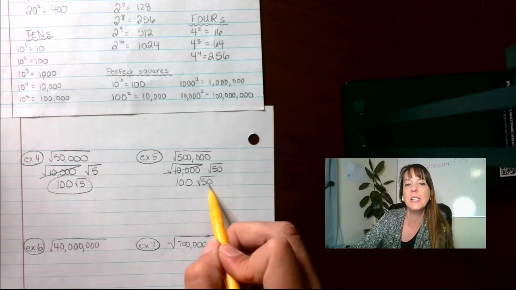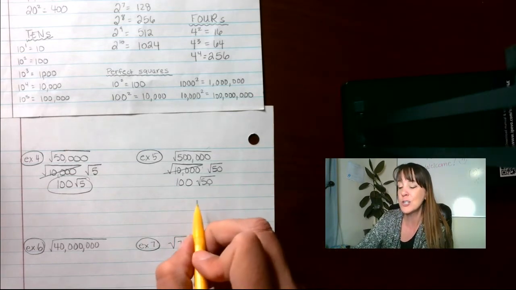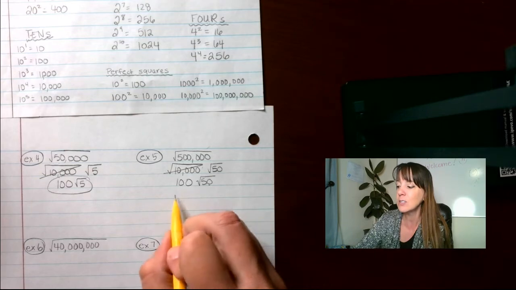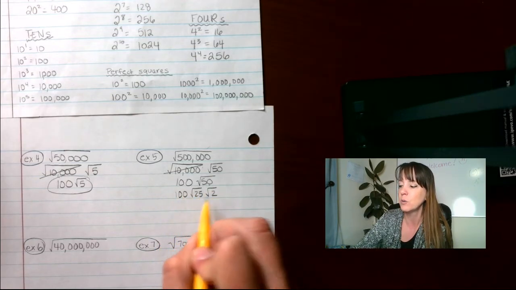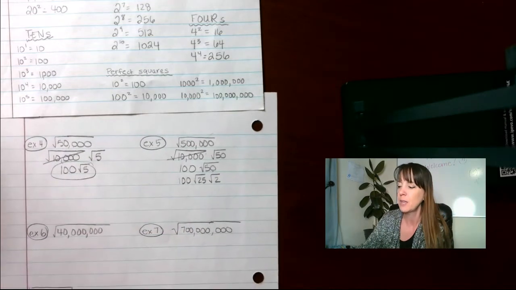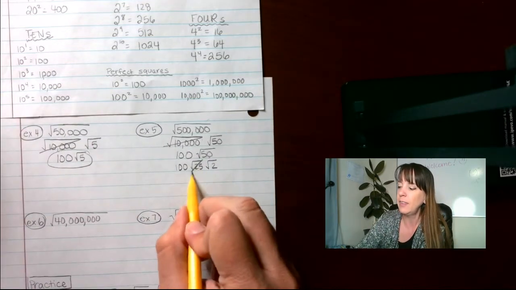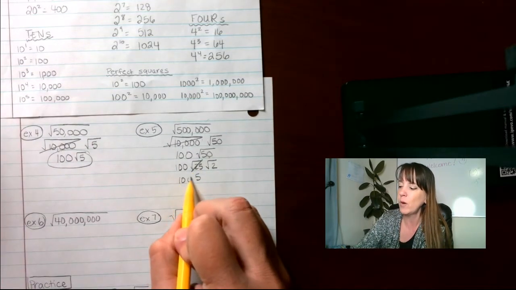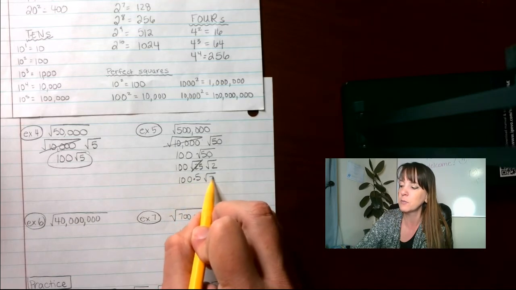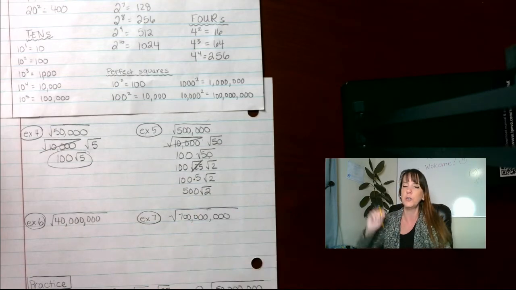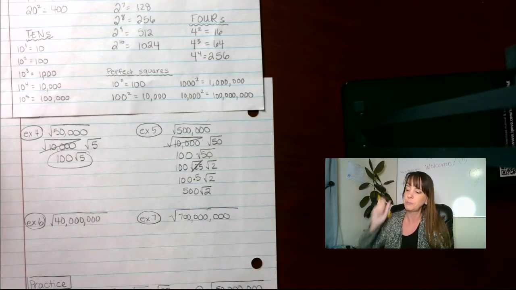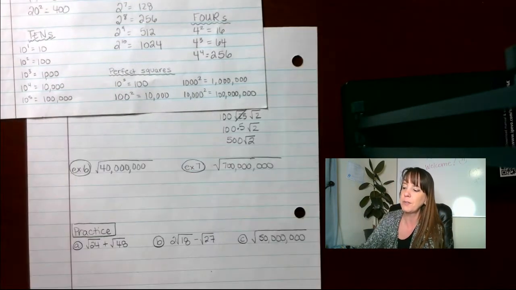I bet there's still a perfect square hidden in that 50. And sure enough, think about it. If you have anything that's quarters, you got to think about that guy because it's 25 times 2. 25 times 2 would give me 50. So in this case, that becomes 5. So I have 100 times 5 times root 2, which gives me 500 root 2. 500 root 2.